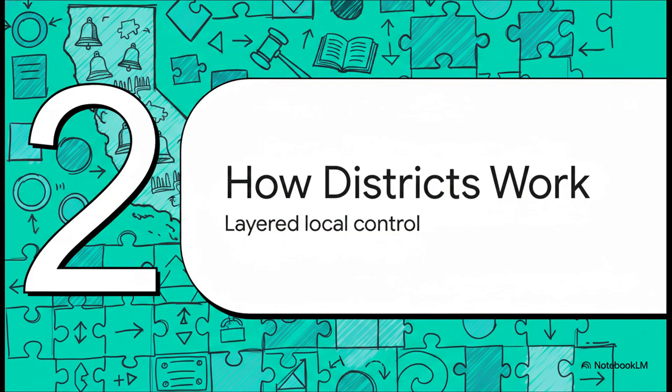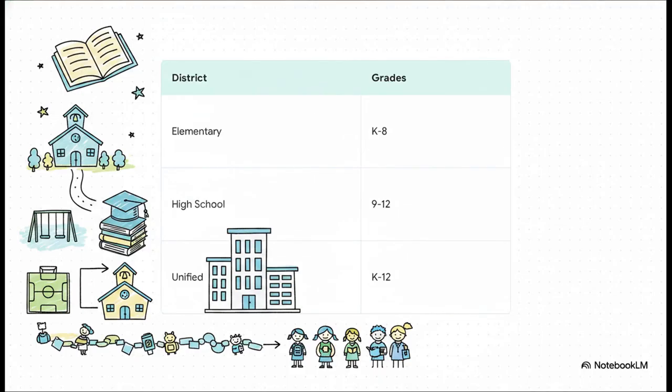Moving right along to Section 2, how California districts work and this layered system of local control. It's so vital to realize that California's district map isn't just a simple patchwork of side-by-side rectangles. Instead, districts are built and shaped by history, state law, and local governance. And this brilliantly illustrates how it breaks down.